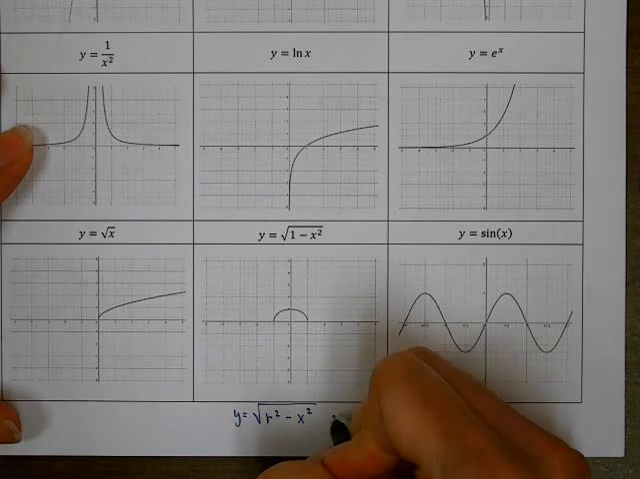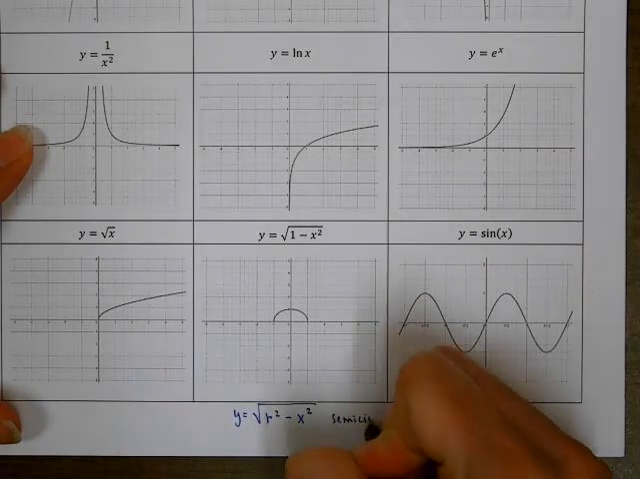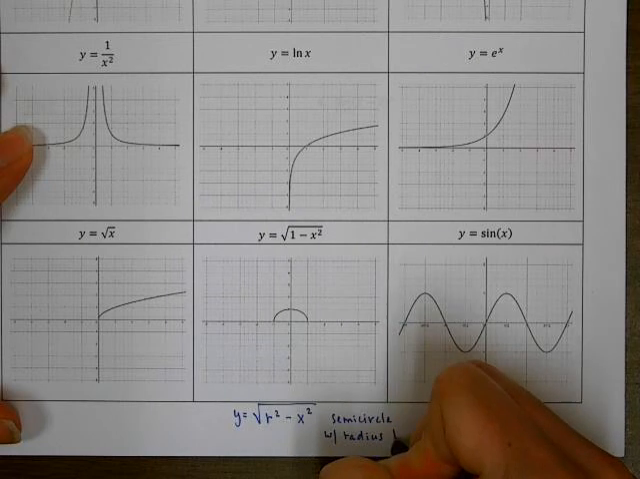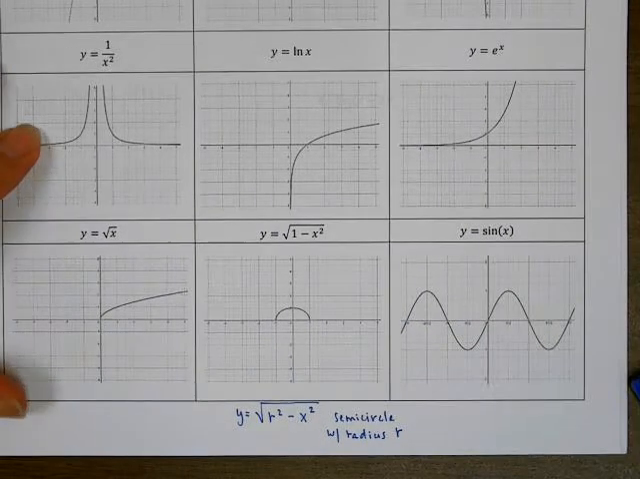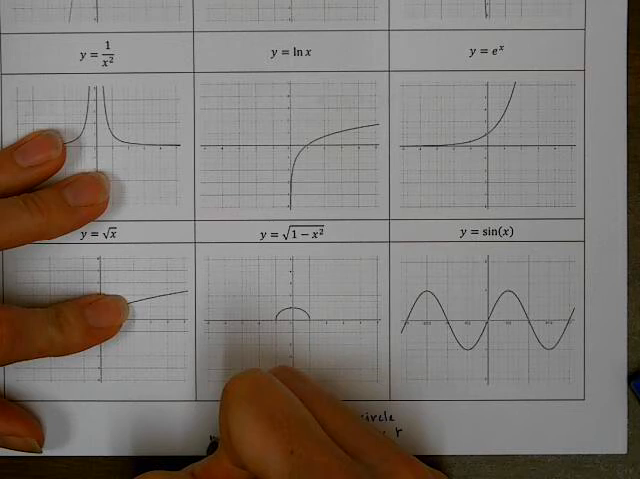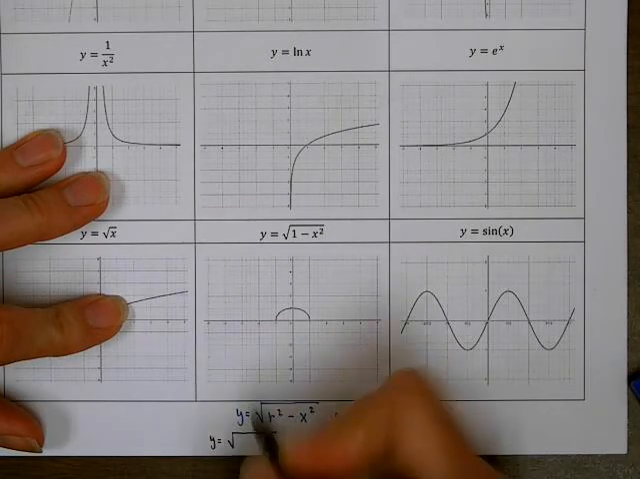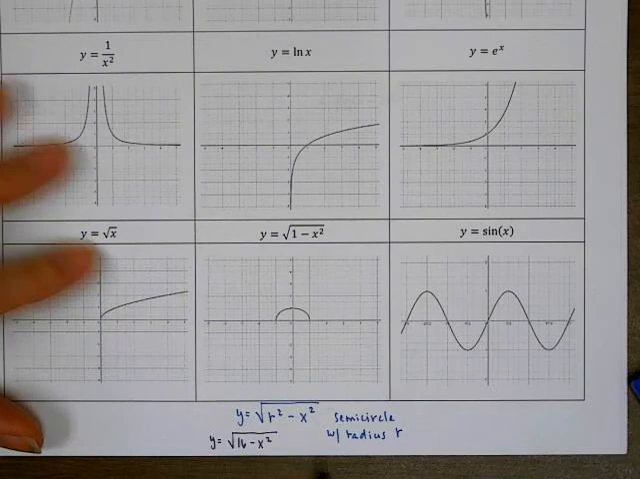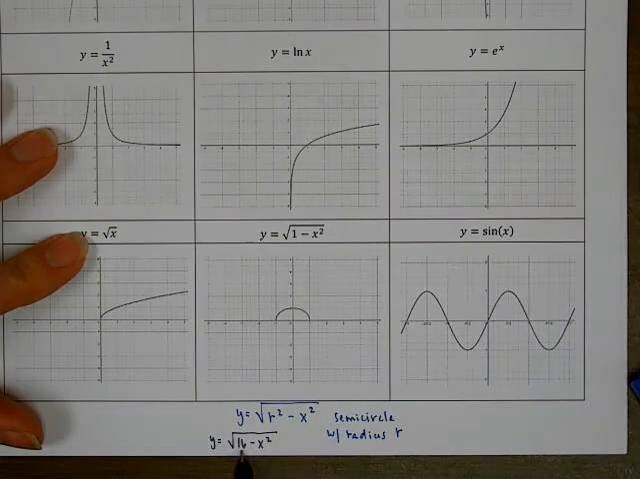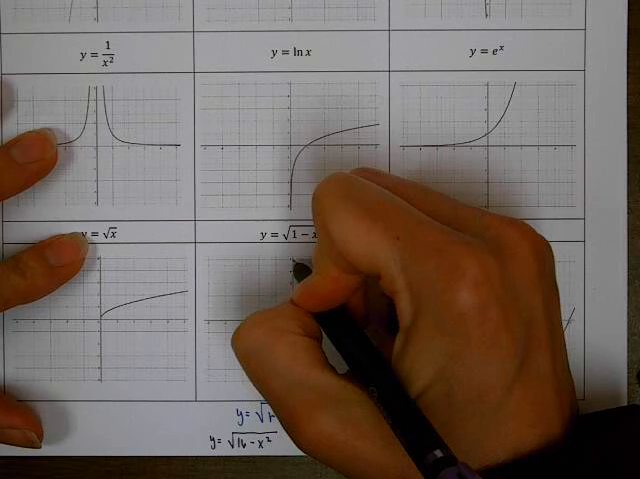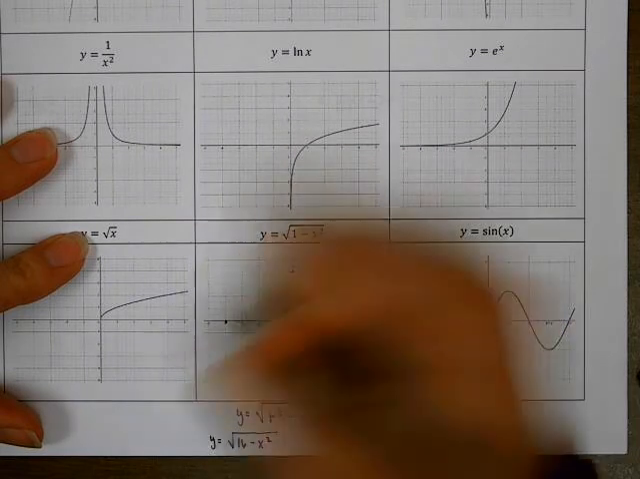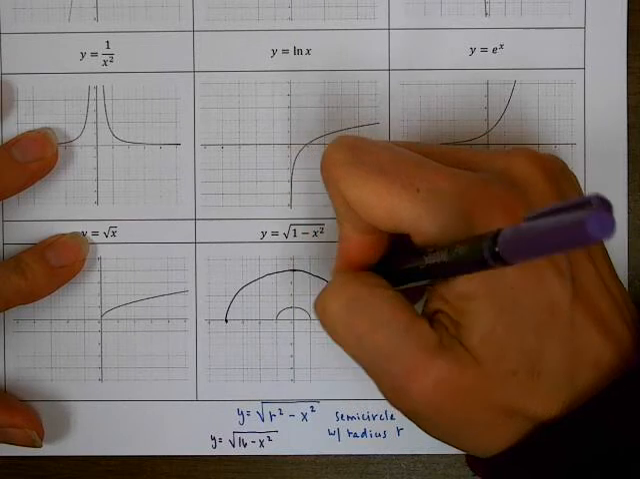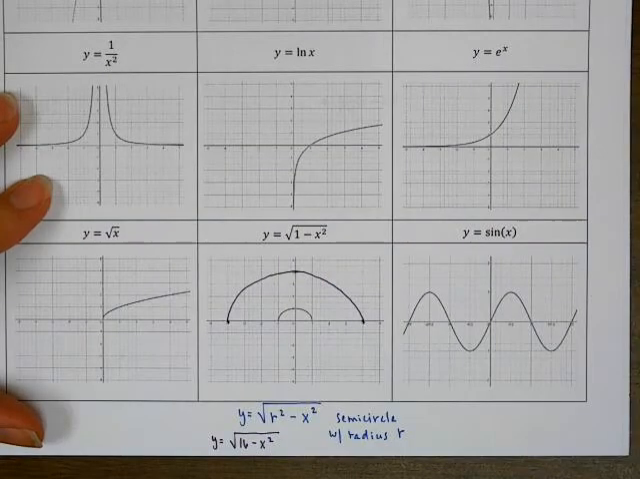And that's going to be a semicircle with radius r. So for example, I could do y equals the square root of 16 minus x squared. In that case, my r is 4, so I would just have a semicircle of radius 4. Let's see how nicely I could do that. So that's one you should be very familiar with.